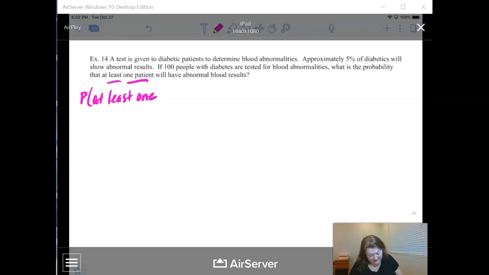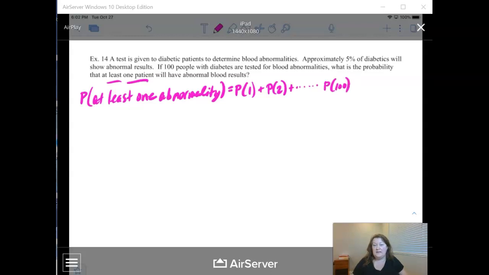So the probability of at least one abnormality is the probability that there's exactly one abnormality and then 99 that are not, plus the probability that there's 2 abnormalities and 98 are not, plus all the way up to the probability that all of them have the abnormalities. And I would have to add all of those probabilities together. Okay, so that's an awful lot.